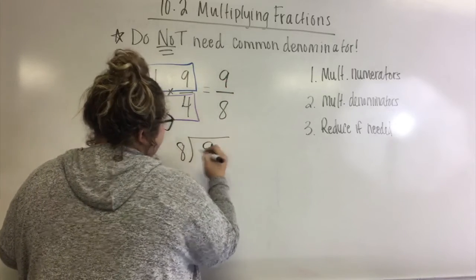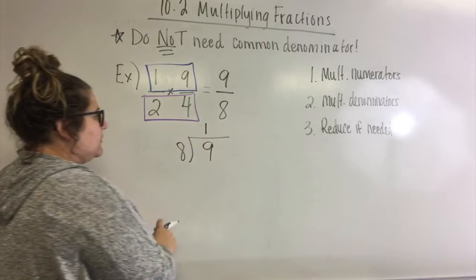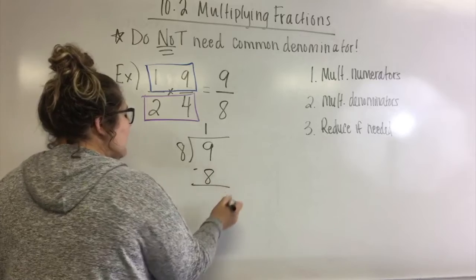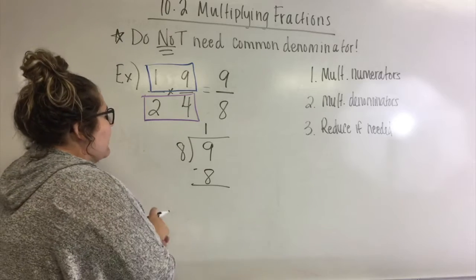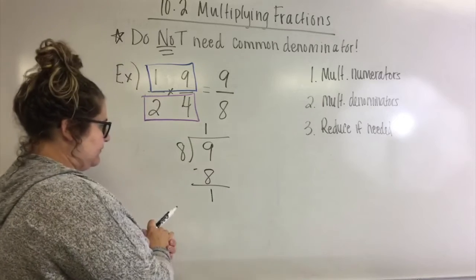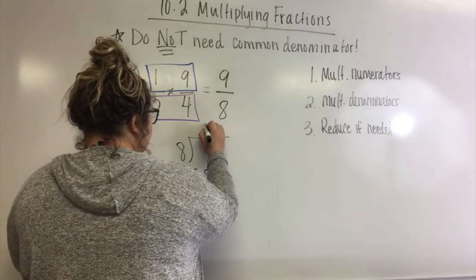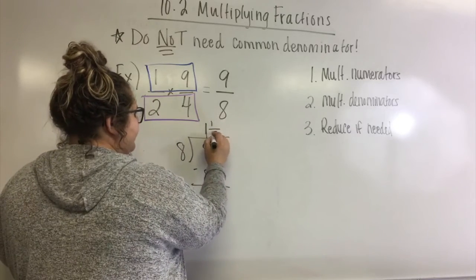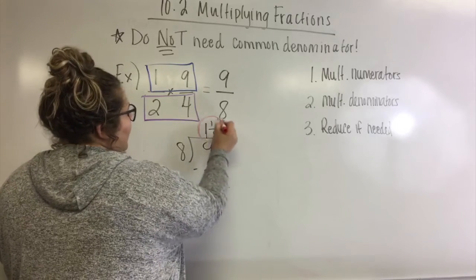So the numerator becomes the dividend. 9 divided by 8. How many times can 8 go into 9? 1. 1 times 8 is 8. And then we subtract, just like our division that we've been doing. And I know you guys know how to do it. So 9 subtracted by 8 is 1. Remember, a remainder becomes our new numerator. So I'm going to carry it up here. And our denominator stays the same. So that is our new reduced and simplified answer.